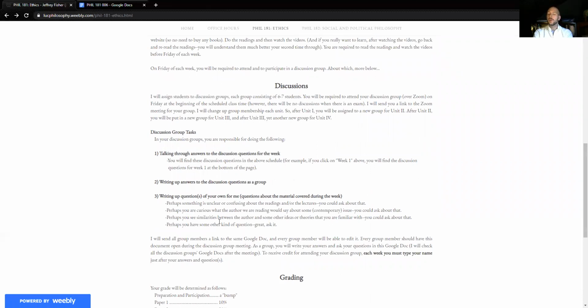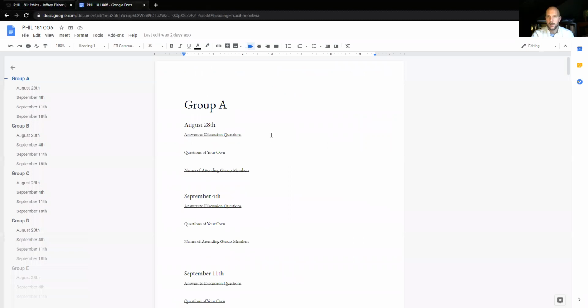And then you're going to write up answers to those questions. You're going to write up the answers as a group. You will write them up in a Google Doc, which I am going to send around to all of the group members. All of the group members will be able to edit it. It'll be one Google Doc per section. And so all of the groups from one section of the class are going to have access to the same Google Doc. I'll send out an email with that Google Doc. You'll have access to that Google Doc. You'll be assigned to a group.